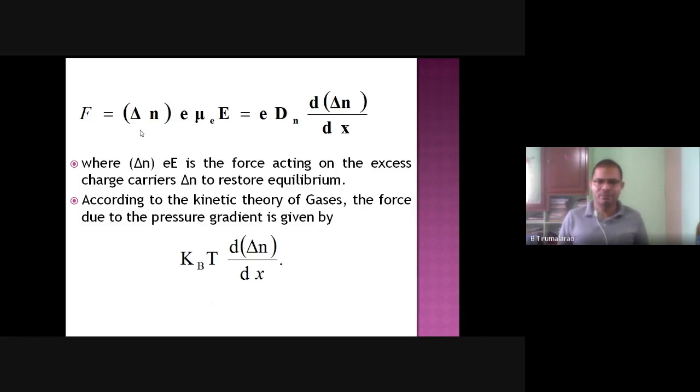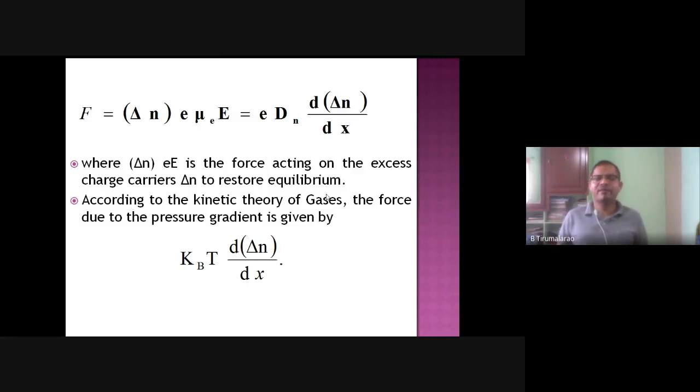Already I mentioned some terms. Delta n e capital E is the force acting on the excess charge carriers, where delta n is the excess to restore the equilibrium. This entire term is equal to force. We can derive how this term is equal to F, but here I have not derived it, so I took it directly.